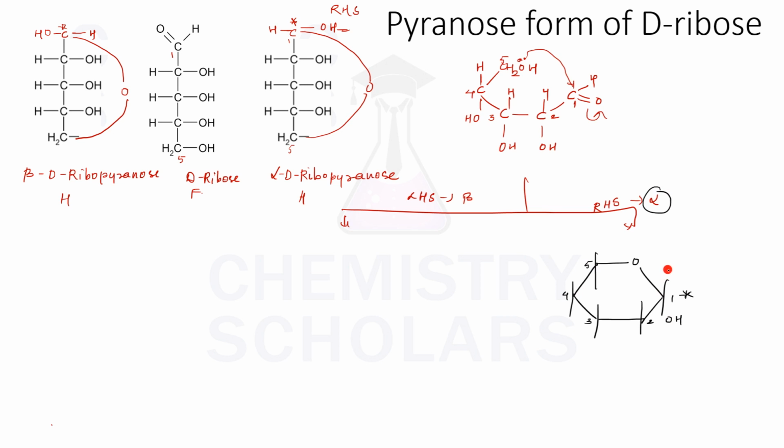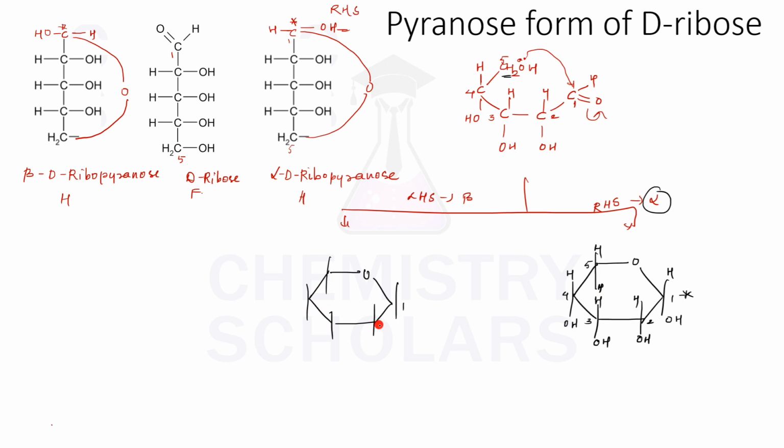The first form is your alpha form. So we'll put OH down. The rest is according to the Fischer projection. You can put the OH. If you look at the fifth carbon atom, there are two hydrogens, so you don't have to bother where to put them. And then similarly you can draw the beta form.